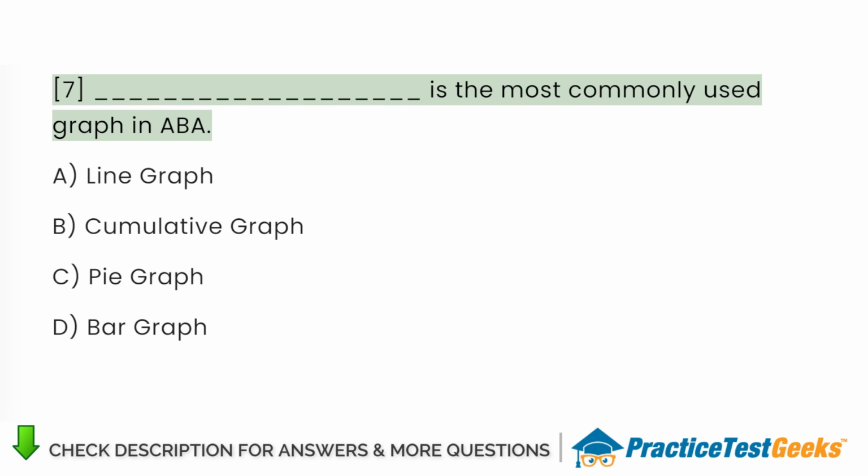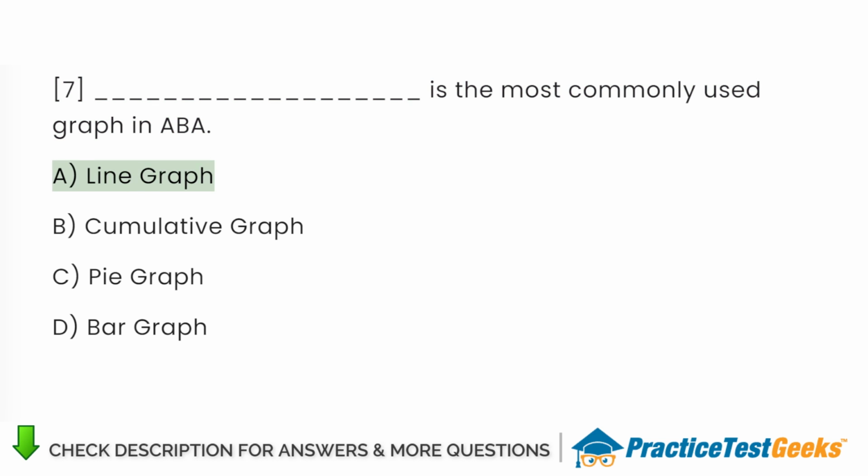Is the most commonly used graph in ABA? A. Line graph. B. Cumulative graph. C. Pie graph. D. Bar graph.